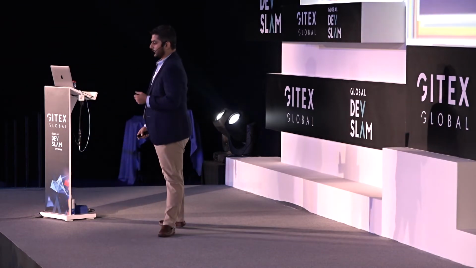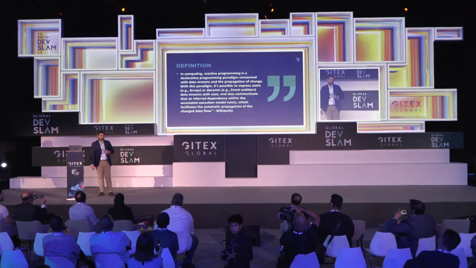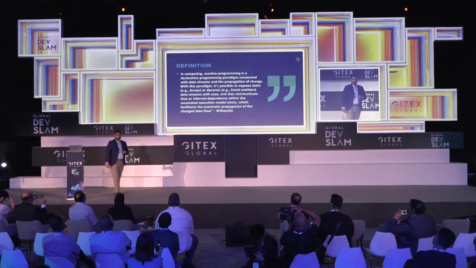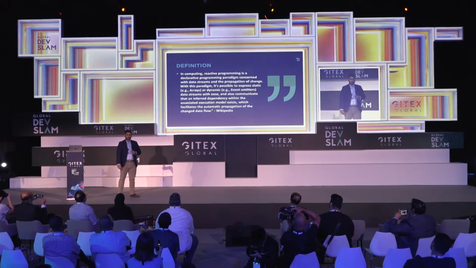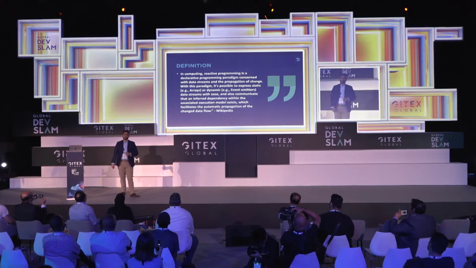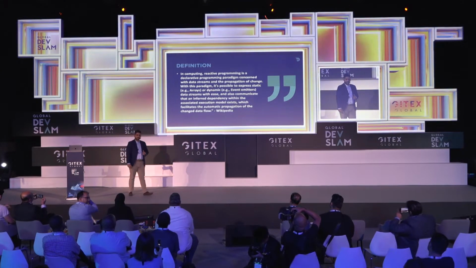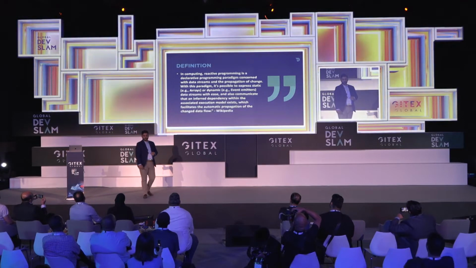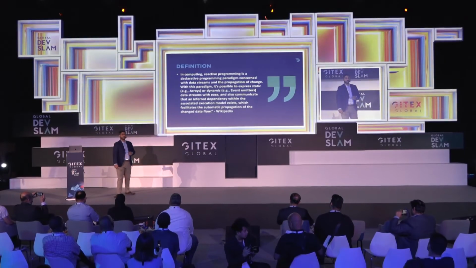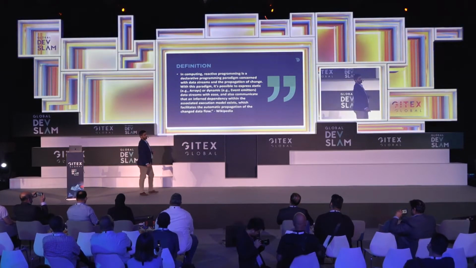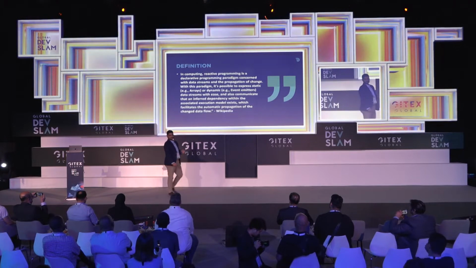Wikipedia states reactive programming as: in computing, reactive programming is a declarative programming paradigm concerned with data streams and the propagation of change. With this paradigm, it is possible to express static and dynamic data streams with ease and also communicate that an inferred dependency within the associated execution model exists, which facilitates the automatic propagation of the changed data flow. Complex, isn't it?